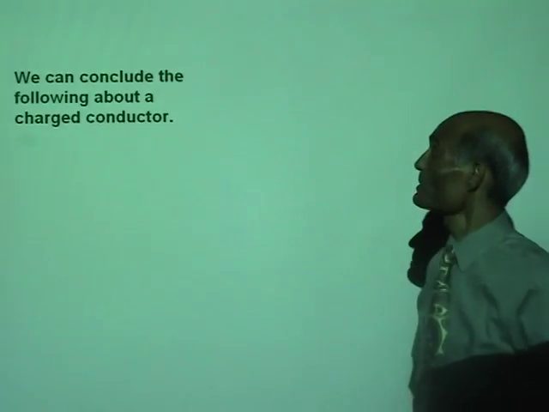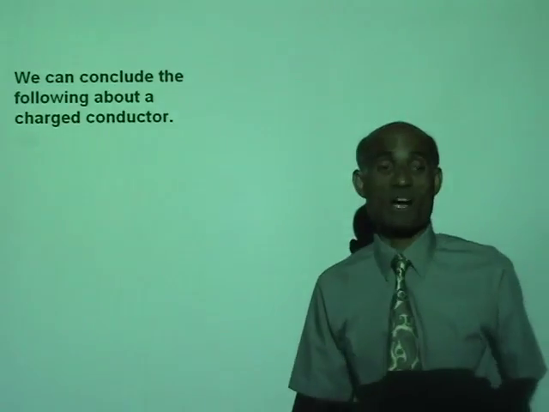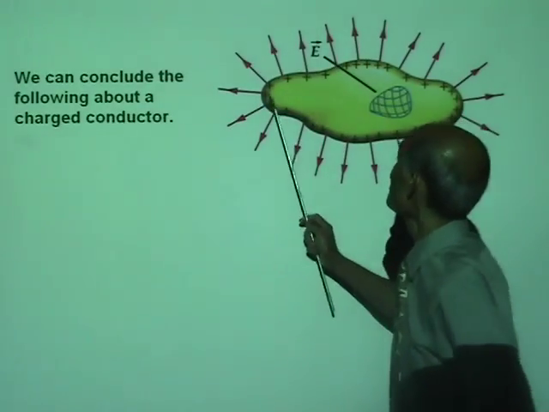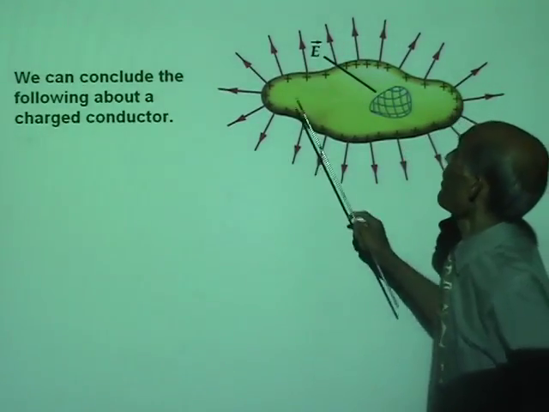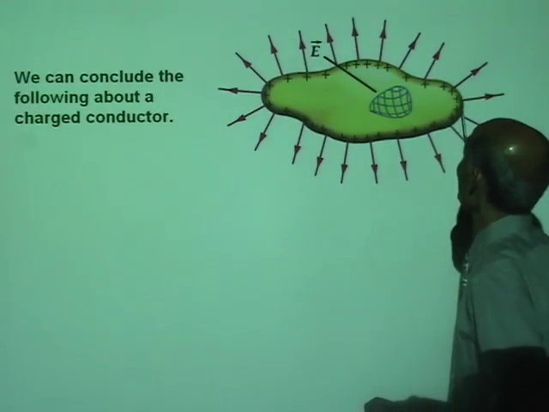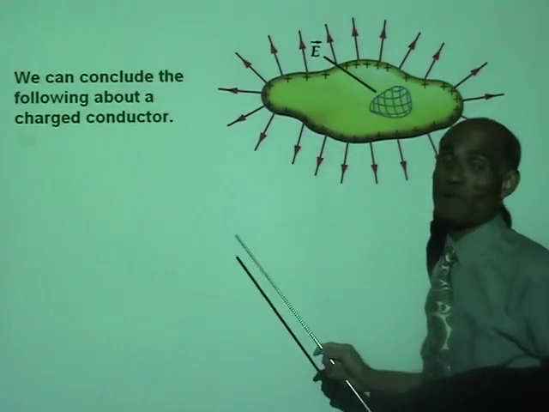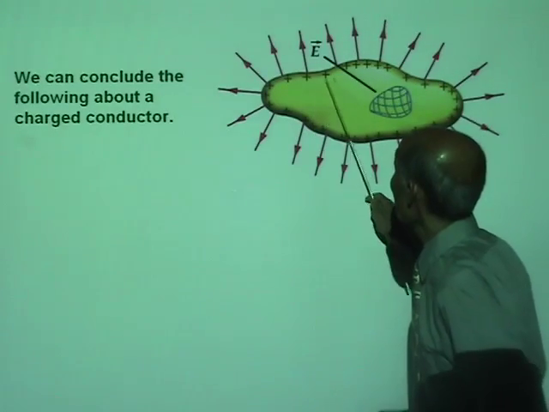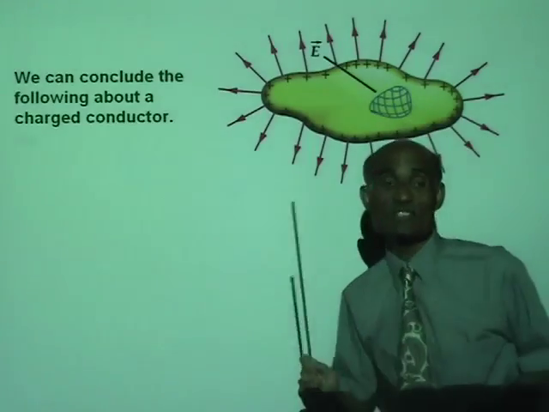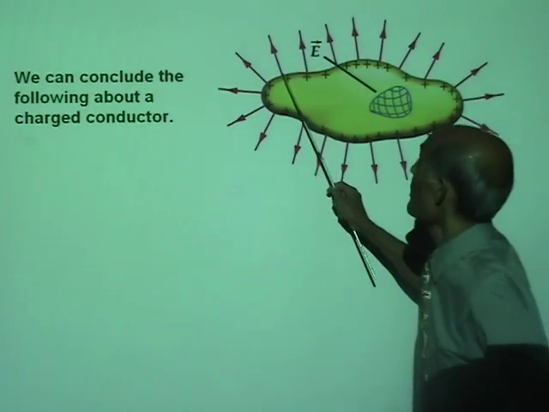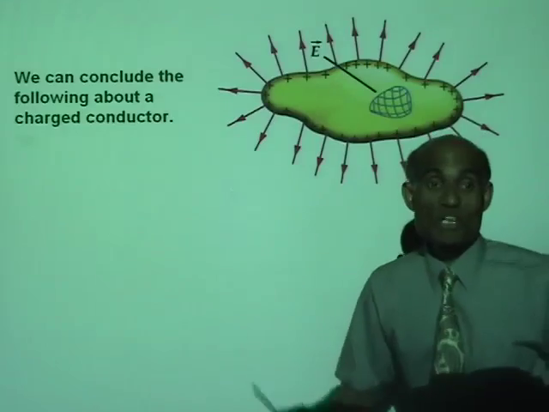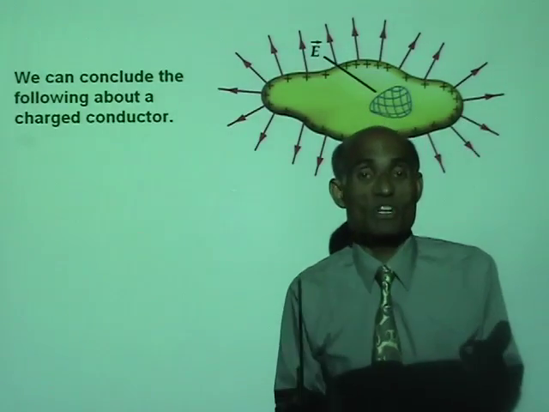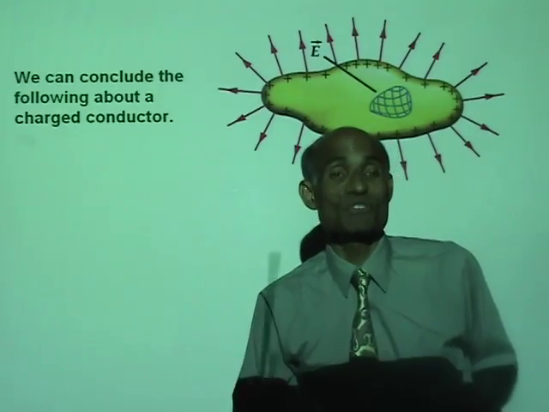Alright, so we can conclude the following about a charged conductor. I'm going to put down those conclusions for you. Now here I have a charged conductor. Now all the charges reside on the surface. Now that means there will be no electric field inside the conductor. There will be an electric field on the surface of the conductor. And can you tell me, what is the direction of the electric field on the surface of the conductor?